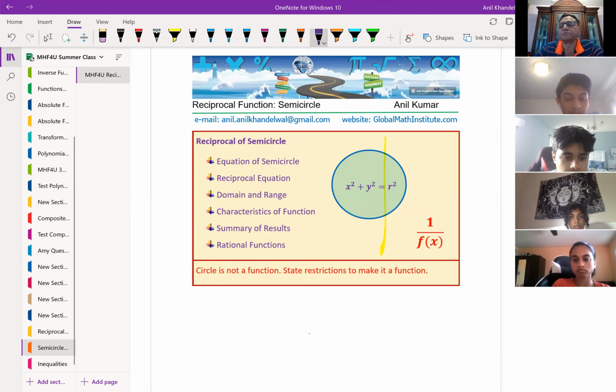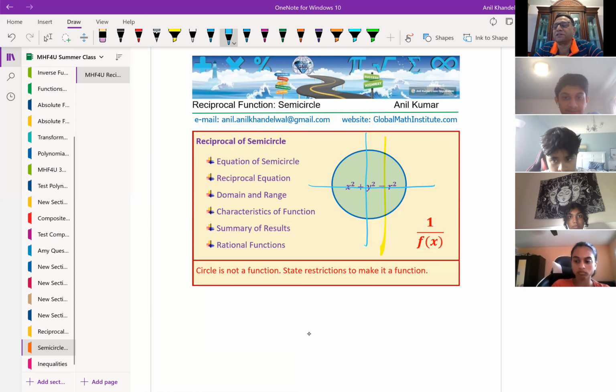By restricting the domain, sir. Okay, you are saying restricting a domain. That's good. Hamza, can you tell me how will you make this circle a function? I was going to say the same thing as Akshay, restrict the domain. Vishruta, what would you say? You could open up the circle. Like what? Make semicircles, you mean, right? How will you open up a circle and make it a semicircle?